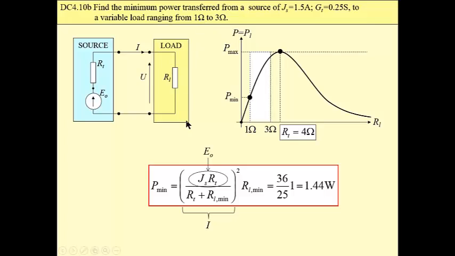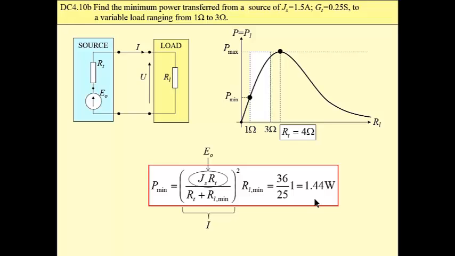This power is the open circuit voltage divided by the sum of resistances, the square of this value multiplied by the value of resistance of 1 ohm. For this resistance, the minimum power which is transferred from the source to a load is 144 watt.